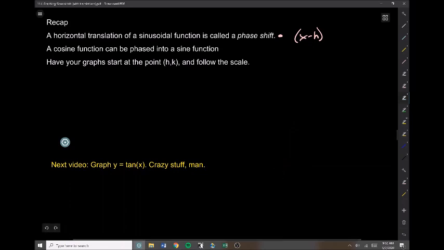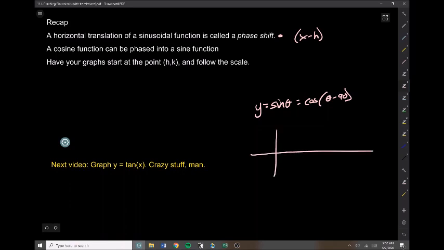I don't know if I talked about that enough, so let me just show that real quick. Sine theta is going to be the same as cosine of theta minus 90. Let me graph sine theta real quick. If this is 0 and this will be 90, 180, 270, 360. I'll go to 450 while I'm at it. Sine starts middle and goes middle, high, middle, low, middle, high. Like that.